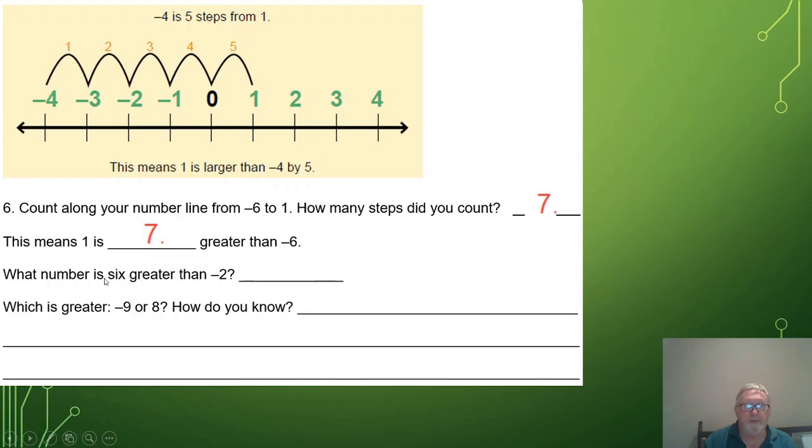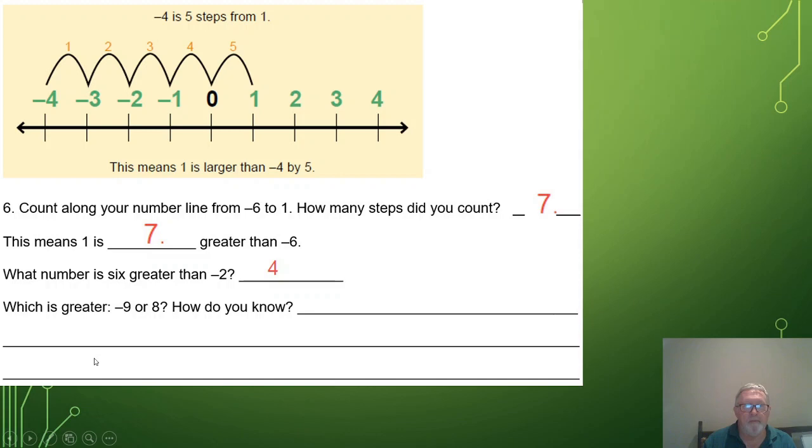All right, let's have a look at the next one. What number is 6 greater than -2? What I would do is start at -2 and count 6 steps on. Because it's greater, you're heading towards the right. So start at -2 and head to the right, or if you're doing it on your vertical number line, go up the number line. What is 6 greater than -2? 1, 2, 3, 4, 5, 6 will take you to 4. Is that what you got? I hope so.